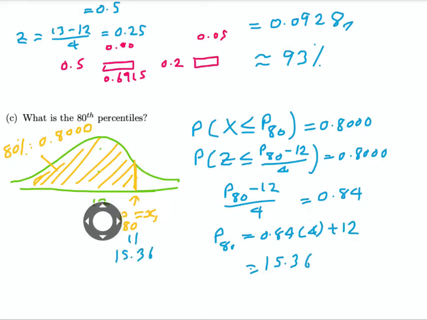Yes, this should be 15.36. But you know that here it is 12. So what is the area less than 12? It should be 0.5. Why? That is the middle point. Then the 80th percentile should be greater than 12. Yes, it is 15.36.